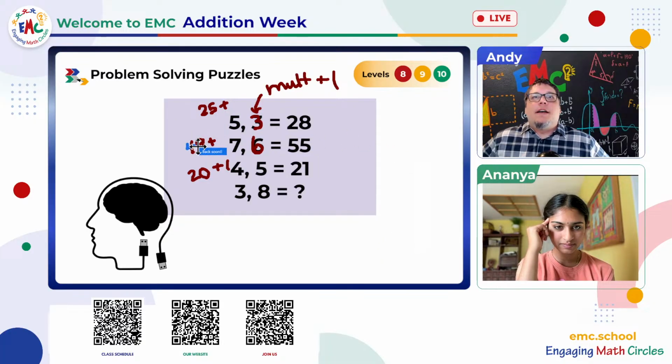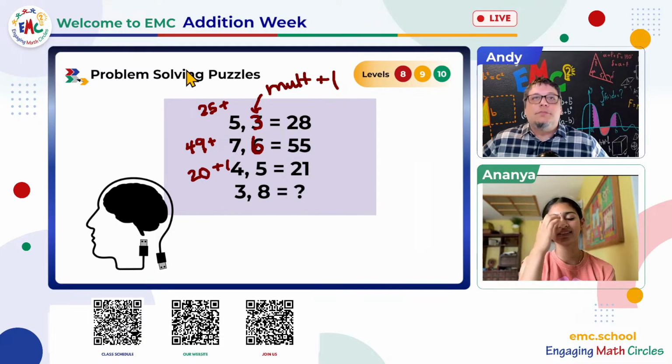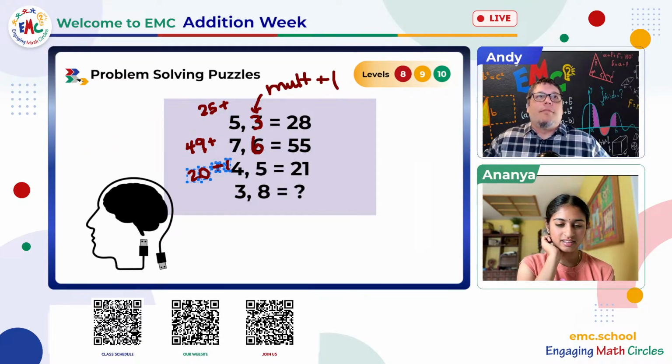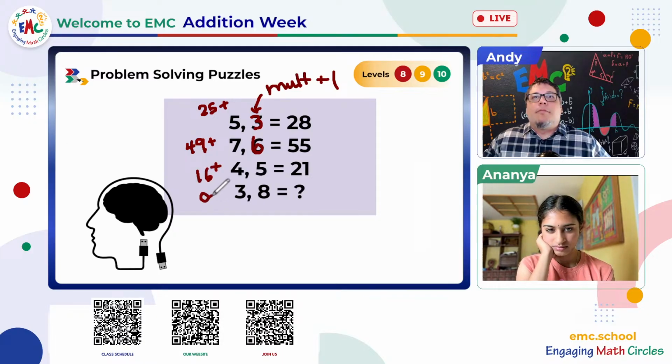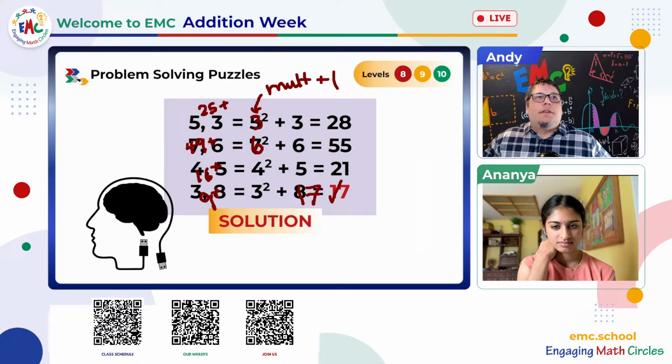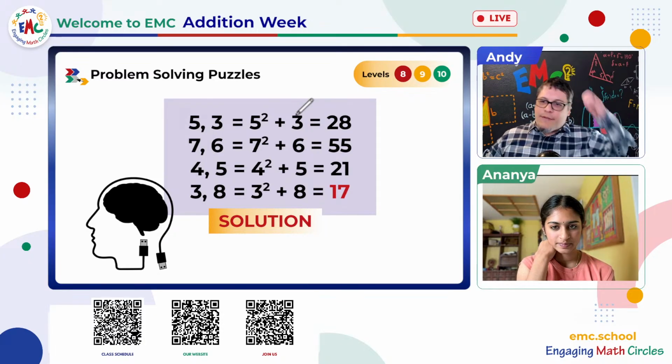So what's 25 and 49 to 5 and 7? Oh, they're the squares. So 4 squared and then plus 5. Okay. So then the last one would be 9 plus 8, which is 17. That is correct. First one squared, plus the second one.